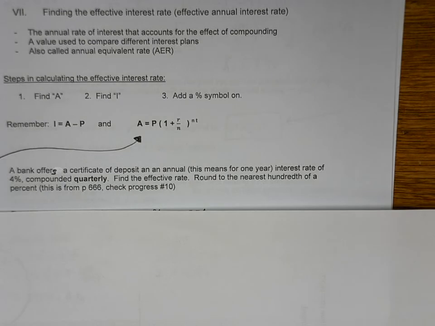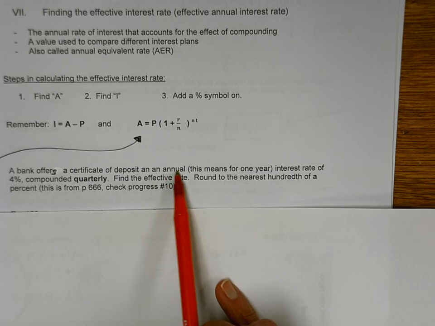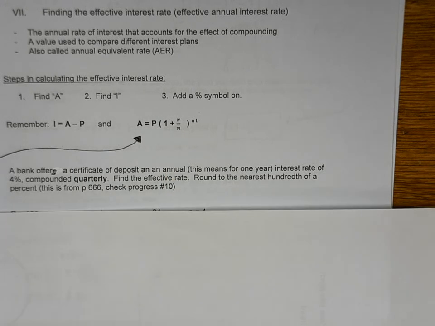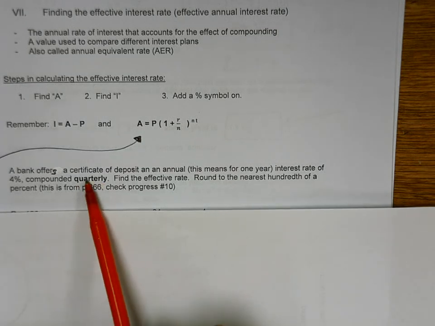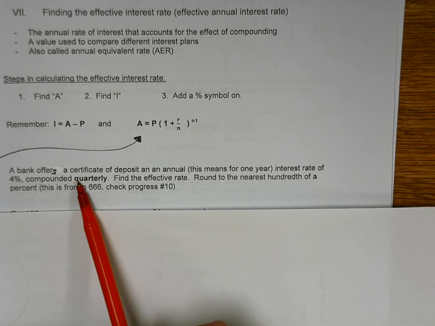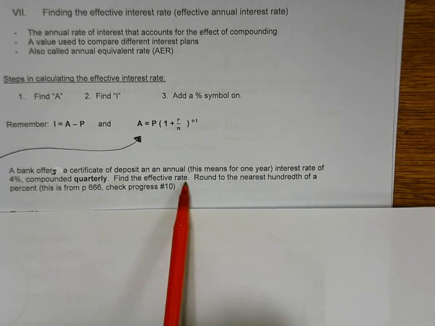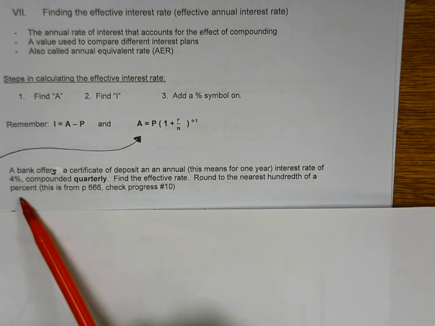A bank offers a certificate of deposit at an annual, okay, annual, think about what annual means, interest rate of 4% compounded quarterly. Okay, now quarterly, that's your n value. Find the effective rate. Round to the nearest 100th of a %.